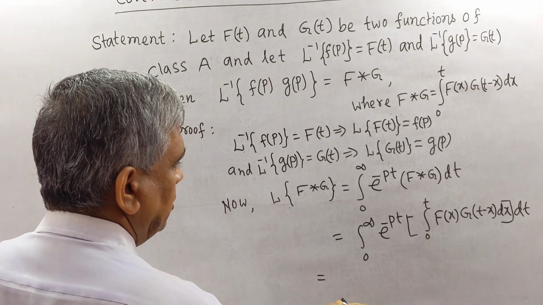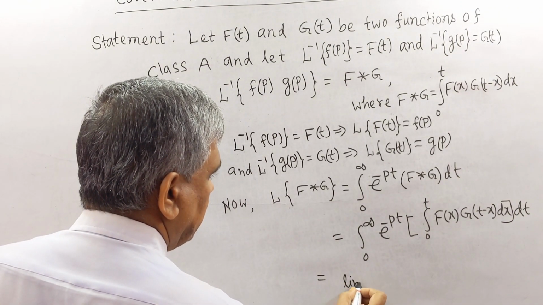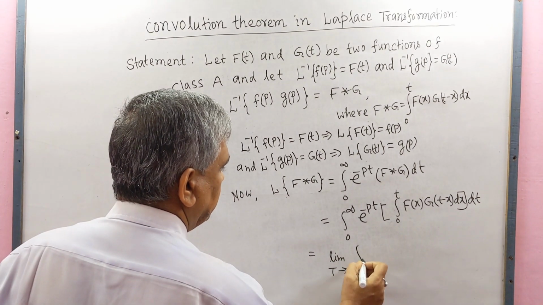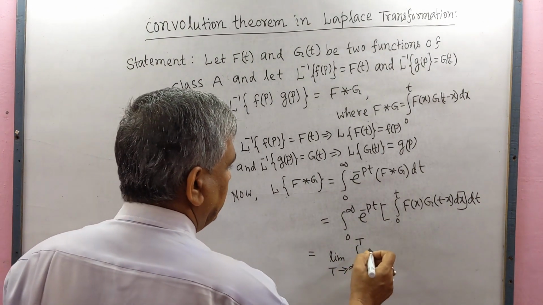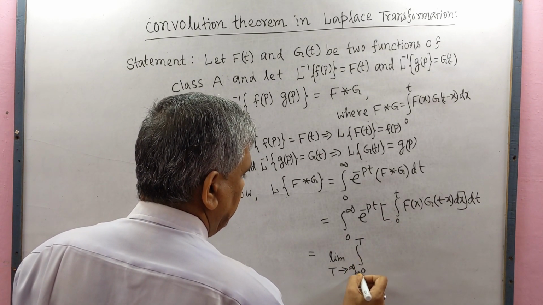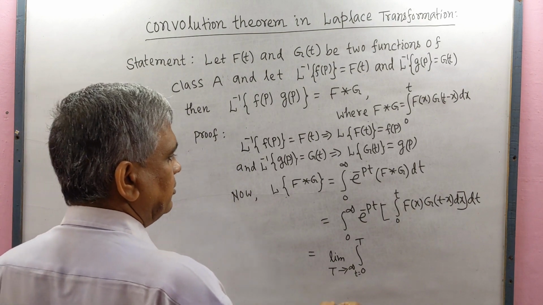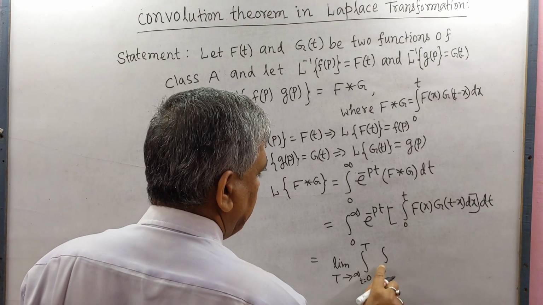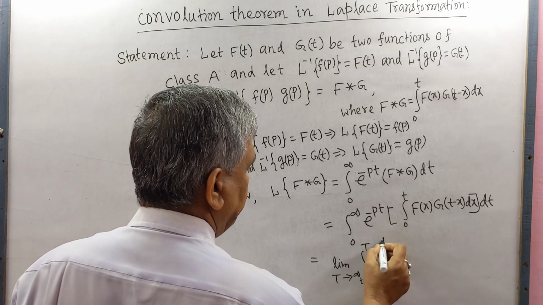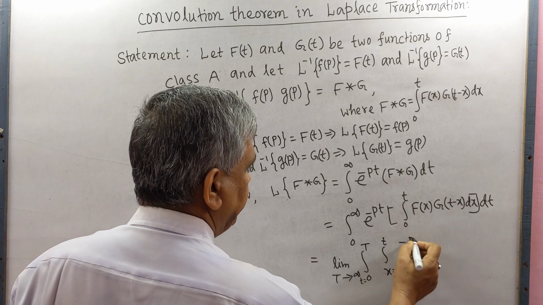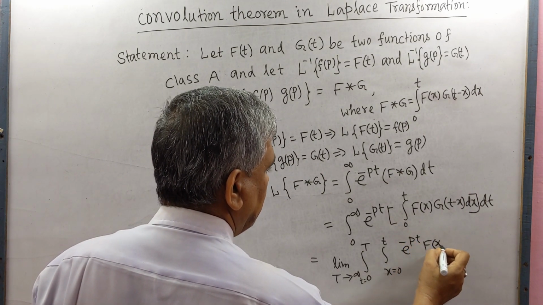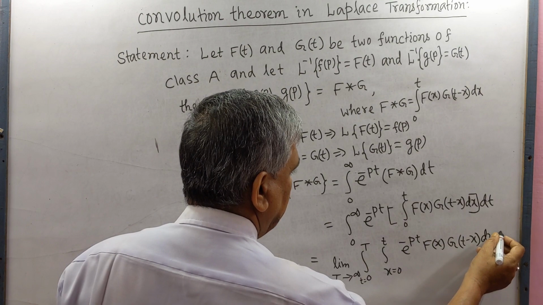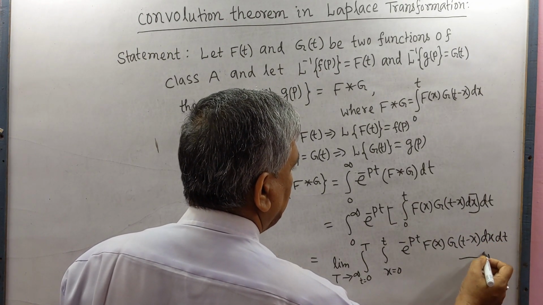Equal to, let limit t tends to infinity, here 0 to t, here this is the value of t equal to 0 to capital T. Here 0 is the value of x equal to 0 to small t, e to the power minus pt f(x) g(t minus x) dx dt. That this is number 1.